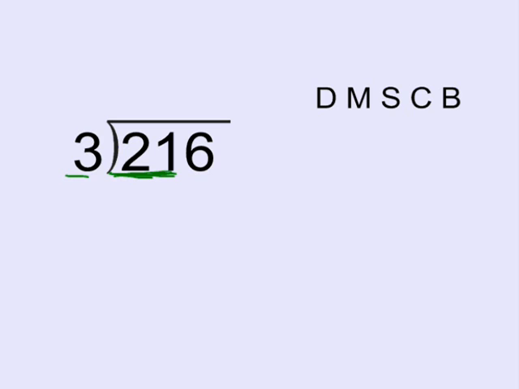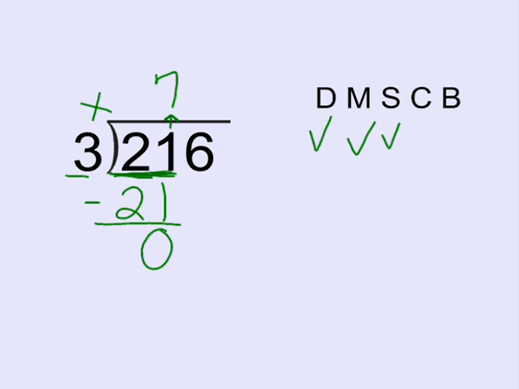And that means that our answer actually isn't going to go over the 2, it's going to go over the 1 because we're going to include the entire number 21. So 3 goes into 21 7 times. So we can check it off. 7 times 3, just like yesterday, 7 times 3 is 21. Now we subtract. 21 minus 21 is 0. And we can check. 0 is less than 3, so I can check it off.